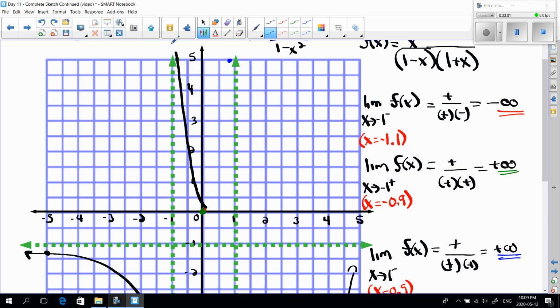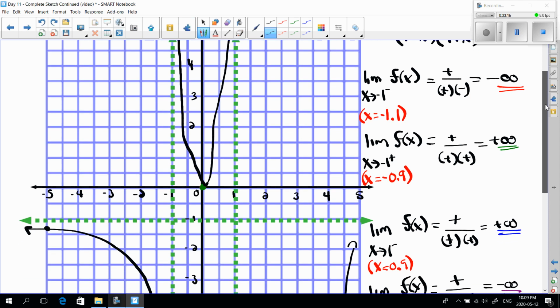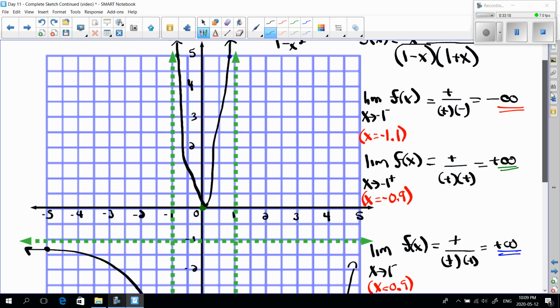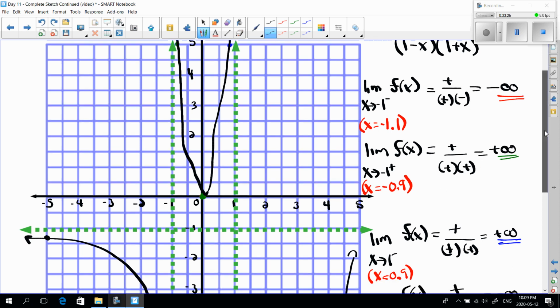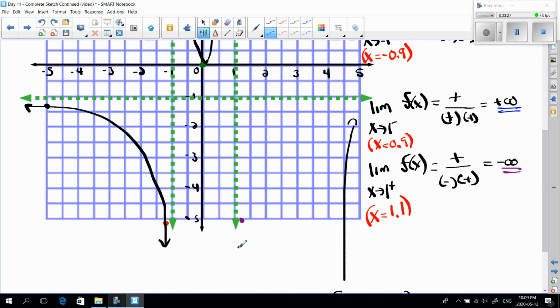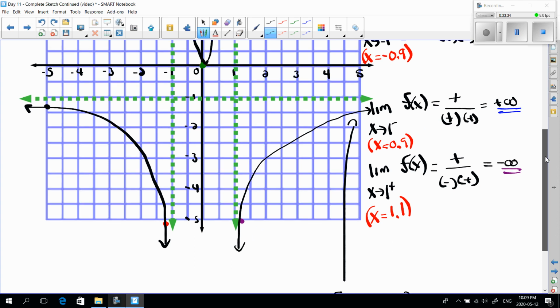Try this again. This is tough. Bear with me. Not perfect. All right, it looks better on your Teams files. It's hard to do with my tablet here. Decreasing from negative 1 to 0, increasing from 0 to 1. It's also increasing from 1 to infinity. So I'm going to have this other branch that bends out this way. And that is what my curve would look like.